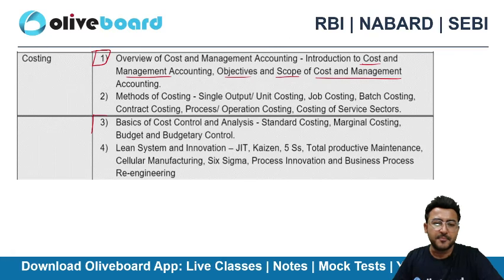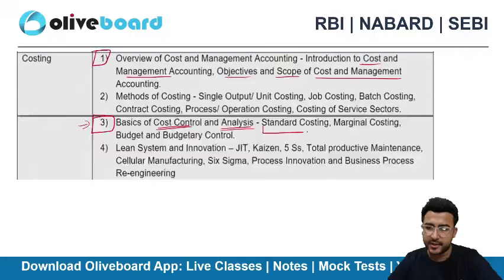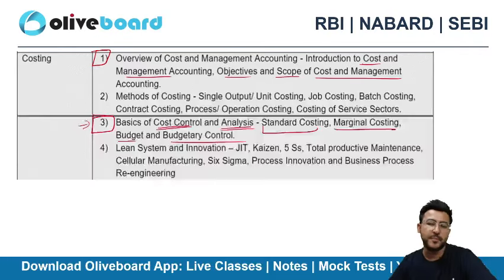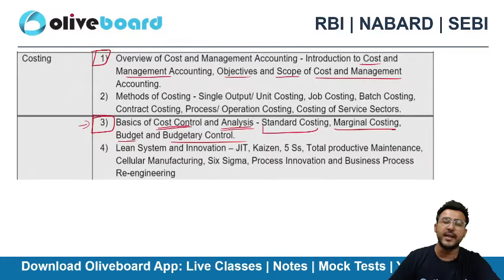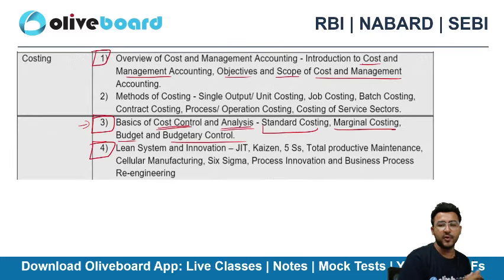Then just computing cost is not enough. Just doing cost accounting is not enough. You should be in a position to control the cost and analyze the cost. So you'll be studying here standard costing, marginal costing, budget and budgetary control, how to prepare budgets, how to set budgets, and so on. And then we have lean systems and innovation. These are the best practices that we need to follow in order to achieve the lowest possible cost.